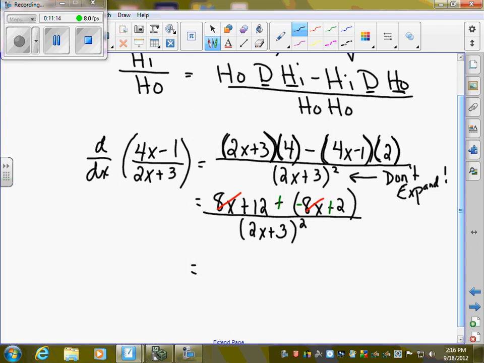I will tell you this, rarely are you going to get 0 on the top, so that shouldn't happen. And now I have a positive 12 and a positive 2, so that would give me positive 14 over (2x plus 3) squared. And that's your derivative. Okay, let's try one more of those.